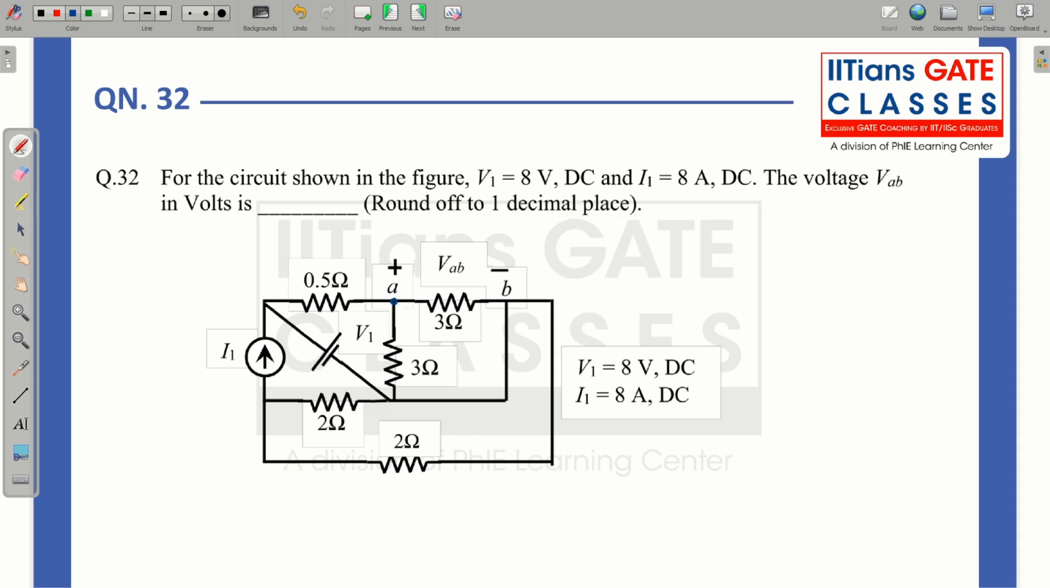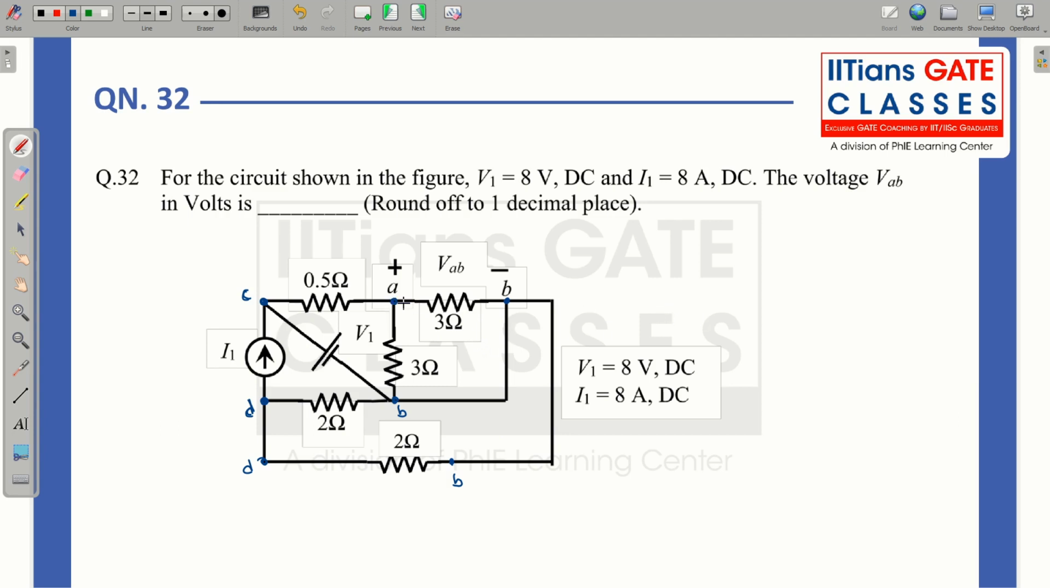So first, mark all the nodes. You can see these two positions have already been marked as A and B. So I will be marking this position as C and this one as D. If this is D, obviously this will also be D. And if this is B, so this point is shorted, so this will also be B. This point is also B. Okay, so now let us simplify the circuit by redrawing it.